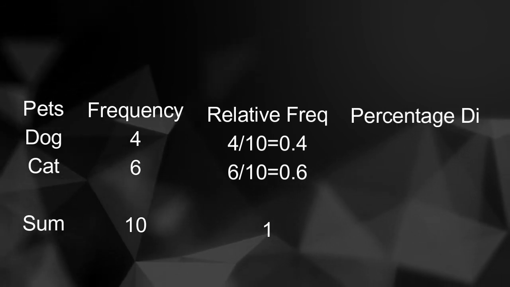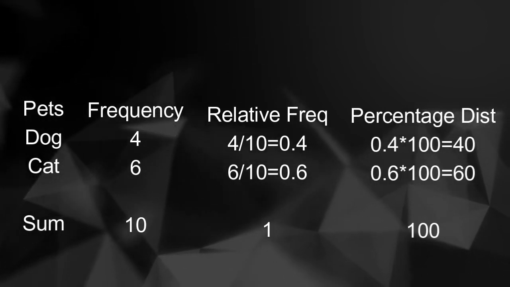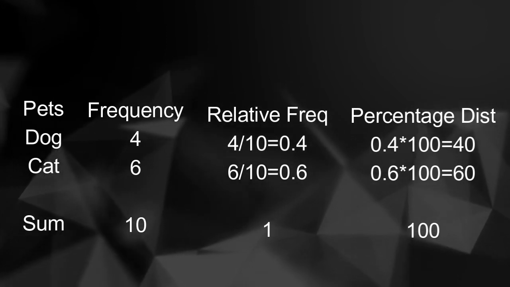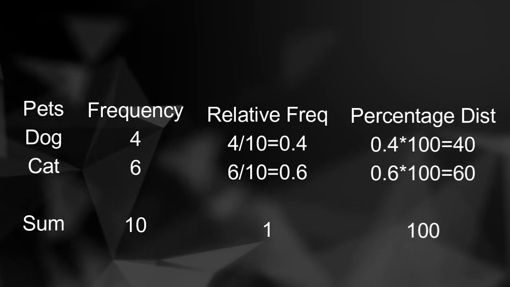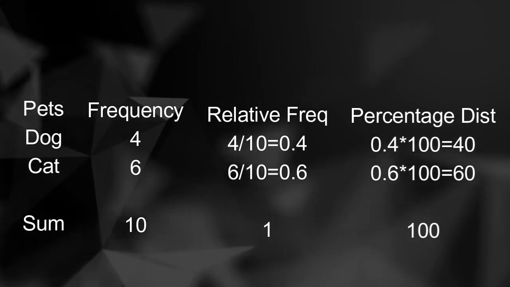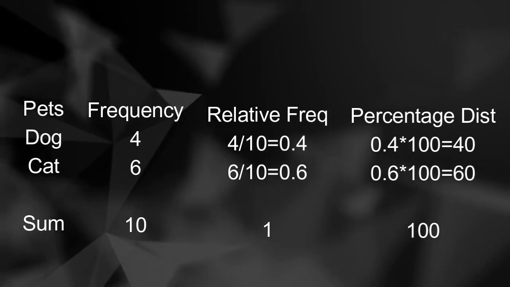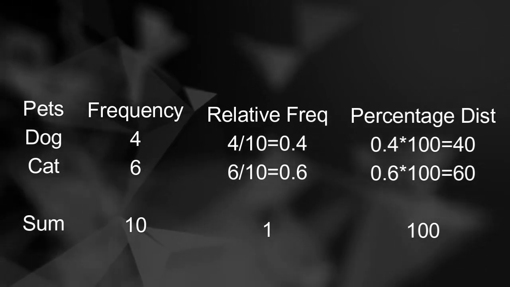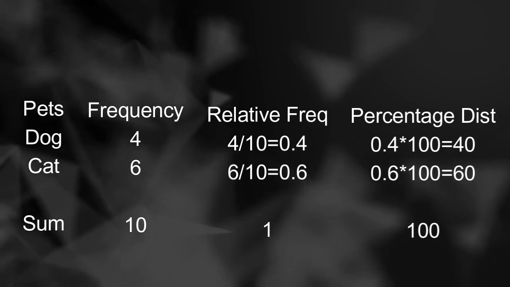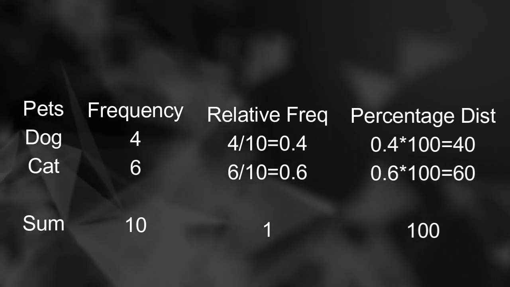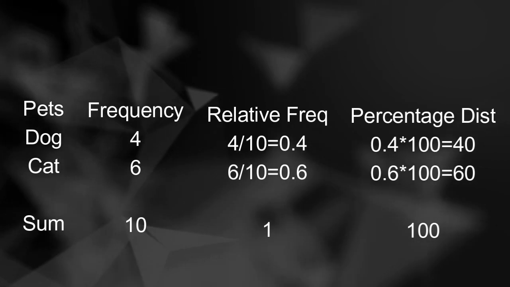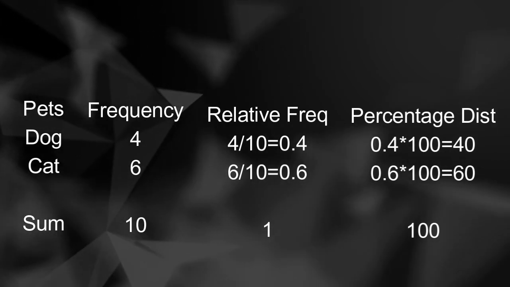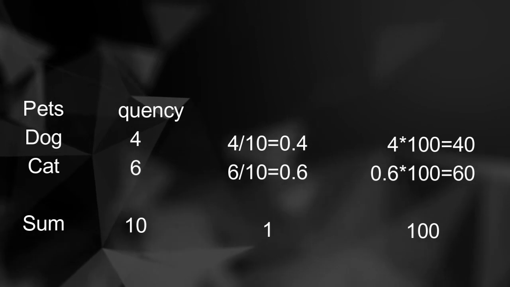While the percentage is the relative frequency multiplied by 100. So the percentage for dog is 0.4 multiplied by 100, which is 40%. While the cat is 0.6 multiplied by 100 equals 60%. The sum of relative frequencies will always equal 1, while the sum of percentages is always equal to 100.